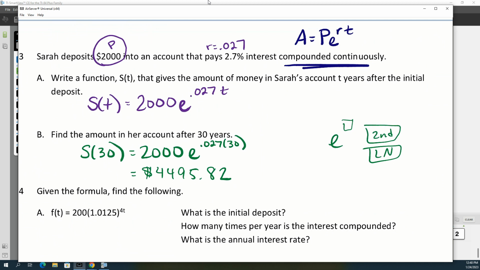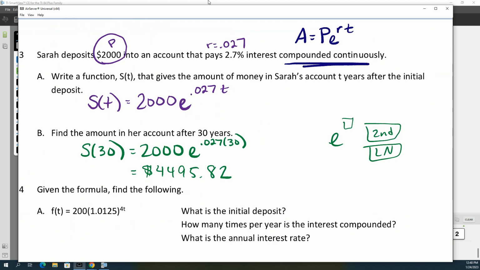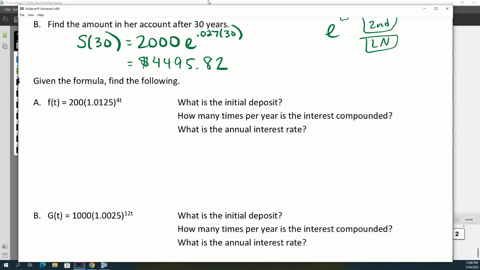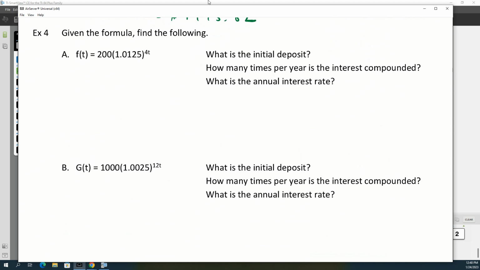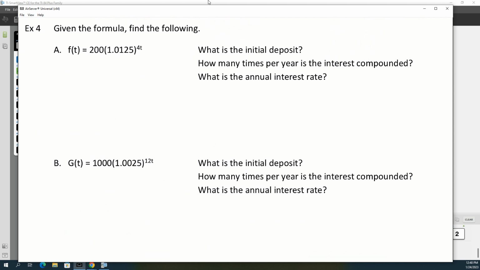Now, example 4 is kind of different. We're given the formula and we're going to go through and figure out the initial deposit, figure out how many times a year it's compounded, and figure out the interest rate. So it's kind of like working in reverse. I feel like we're going to be really good at figuring out the initial deposit. Can you guys look at example 4A and know the initial deposit? 200, yeah. The initial deposit is what's right after the equal sign always.